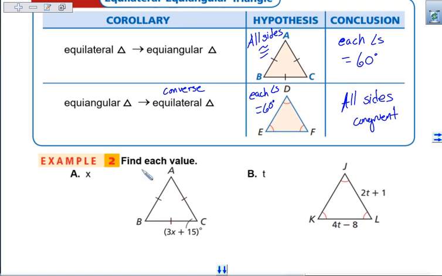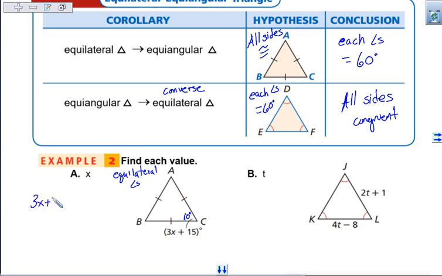On our next set of examples, we want to find each value. We have a triangle with 3 congruent sides. We know it's an equilateral triangle. And we are given information that has a degree sign by it. So again, we are looking at angles. And what do we know about angles in an equilateral triangle? Each one equals 60 degrees. So this angle equals 60 degrees.